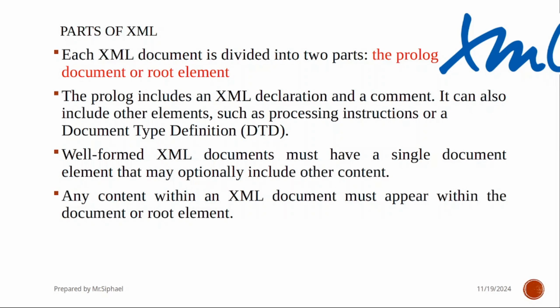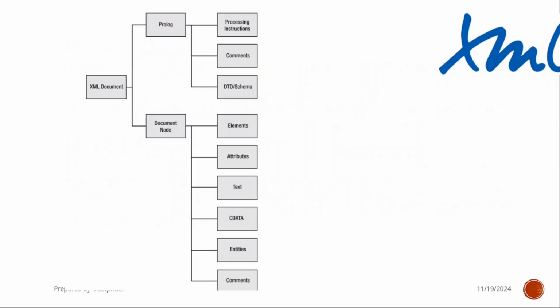So any content within an XML document must appear in the document or root element. Okay, so this is basically the structure. The XML document right here is divided into two parts: the prologue and the document.